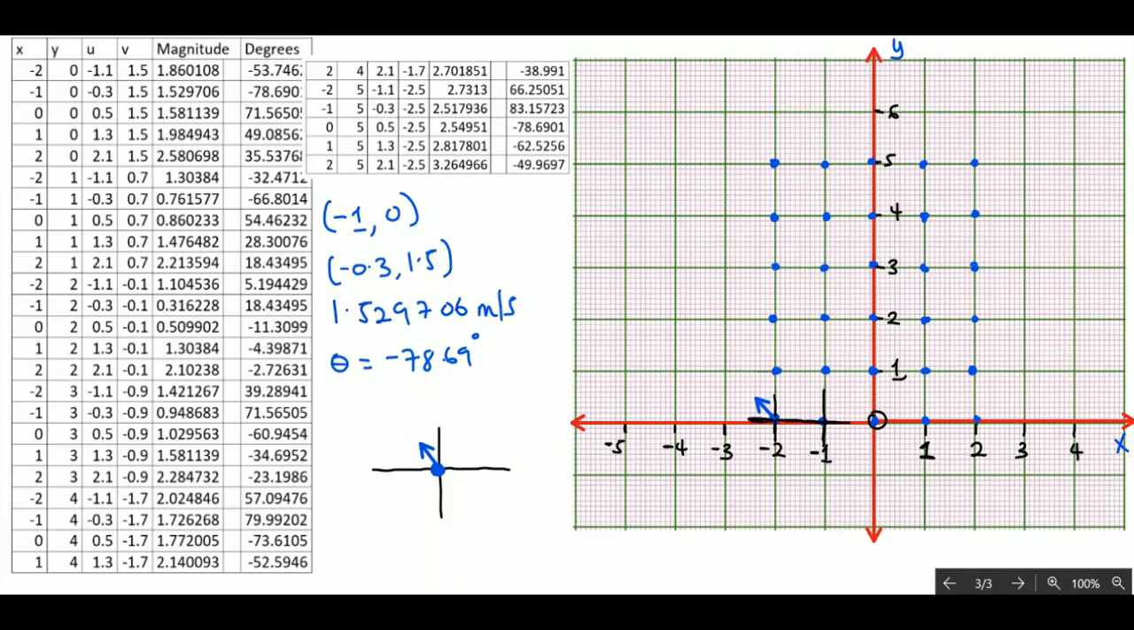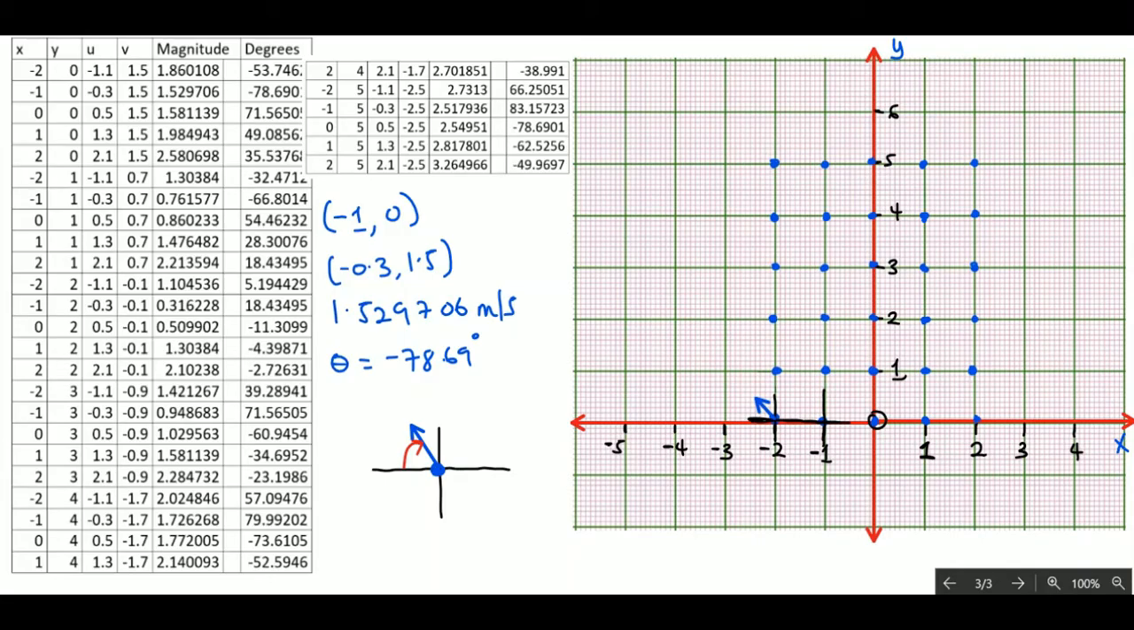Okay, so let's reduce it. At this point, let me just make it any length. Okay, so let's assume that to be our 1.529. Okay, and then our angle, and then this will be our angle, which is the 78.69. So you see that because the angle is negative, we moved in the clockwise direction.